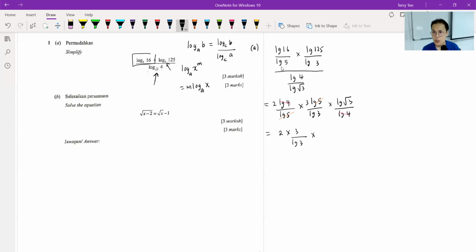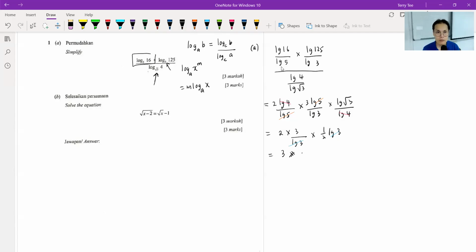As for LG3, remember, square root means power half. Square root 3 is 3 power half. That power half, instead of leaving as 3 power half, I'm going to transfer it in front. So it's going to be half LG3. Now, again, at this stage, we can cancel them out. I think I'm going to cancel LG3 and LG3 here. I'm left with 2 times 3 times half. The half and 2 can cancel off. My final answer is just 3. Yep. I think this is fairly simple.